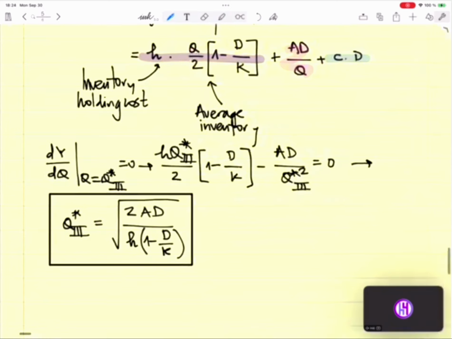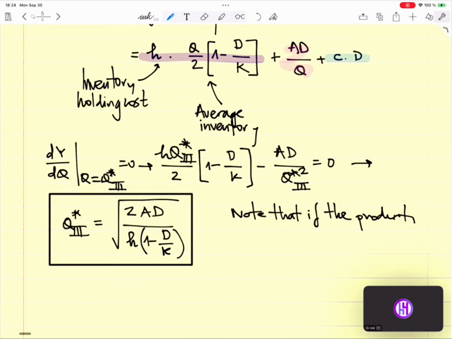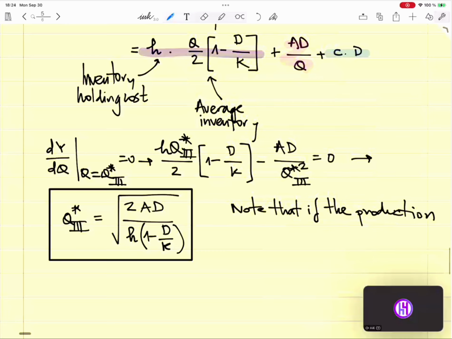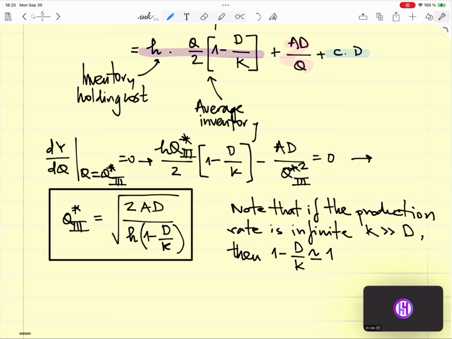Note that if the production rate, the speed of production, is infinite, okay, so if K is much bigger than the demand, then 1 minus D divided by K is almost 1, and then Q3 star is equal to Q1 star. We have the first case. Okay?